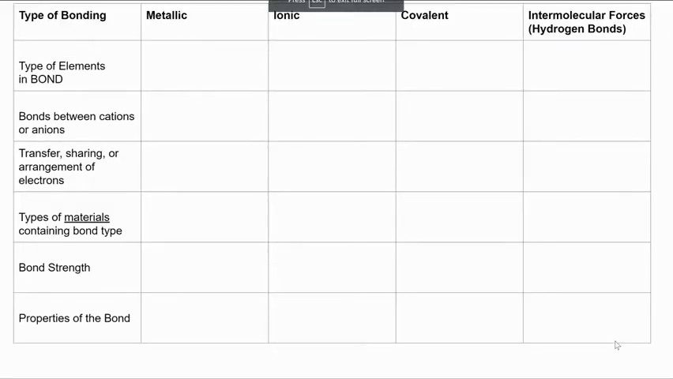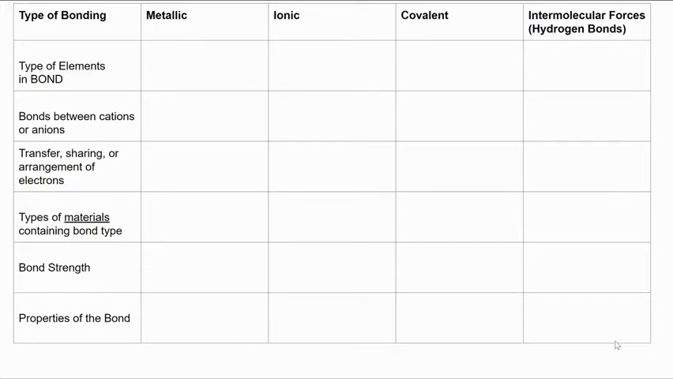So, to summarize, I would highly encourage you to make this chart into your notes. You have this in your workbook, but if you don't have your workbook with you, let's replicate this chart in your notes. And whether you use your notes or your workbook, let's make sure we completely fill this in. It's a great reference for the remainder of the year.